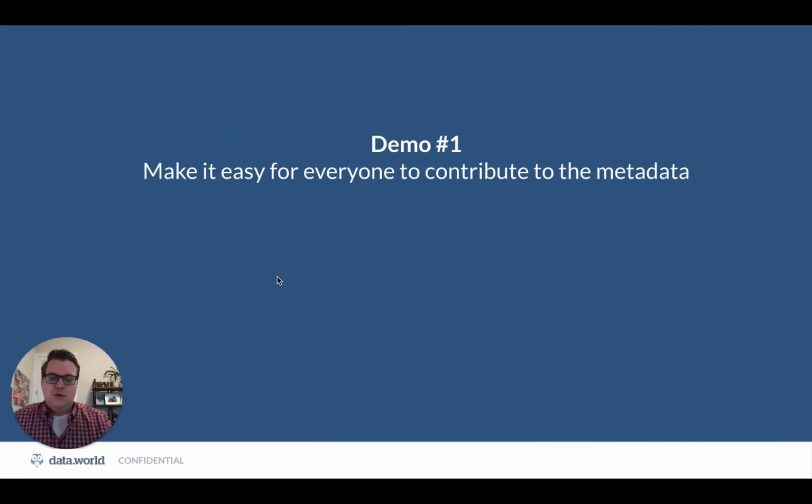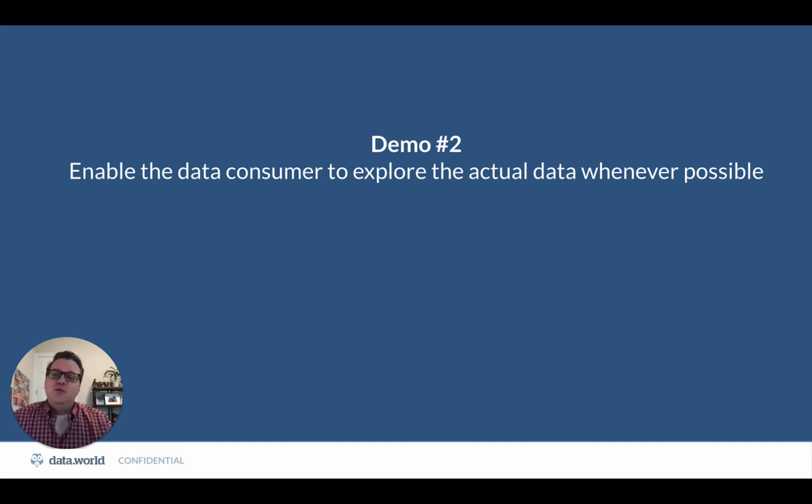Let's go back and look at our second demo theme. The second one here is we want to enable data consumers to explore the actual data in the catalog whenever possible, because that presents a tremendous amount of benefits. First and foremost, it encourages active use of the catalog by the data workers that you need to use it the most. Otherwise, you risk being a metadata museum, where you become dusty documentation that is extremely difficult to keep up to date. So let's look at how we enable actual exploration of the data through the platform in a very secure way.